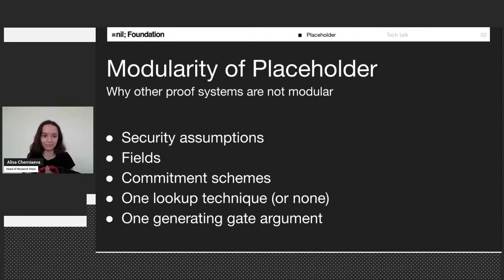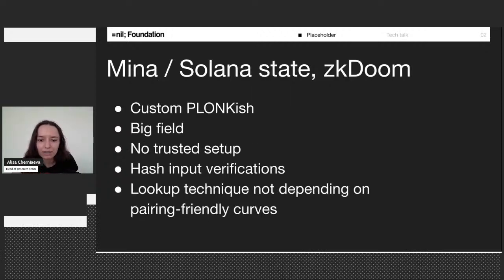It's about modularity. Why do we call it a modular proof system? Why isn't another proof system modular as well? I have some simple answers. It's because other proof systems have one security assumption, one field, one commitment scheme, one lookup technique, or maybe no lookup technique at all, and one approach for how we can generate gates. So in Placeholder, we have another thing, and let's look at my examples.